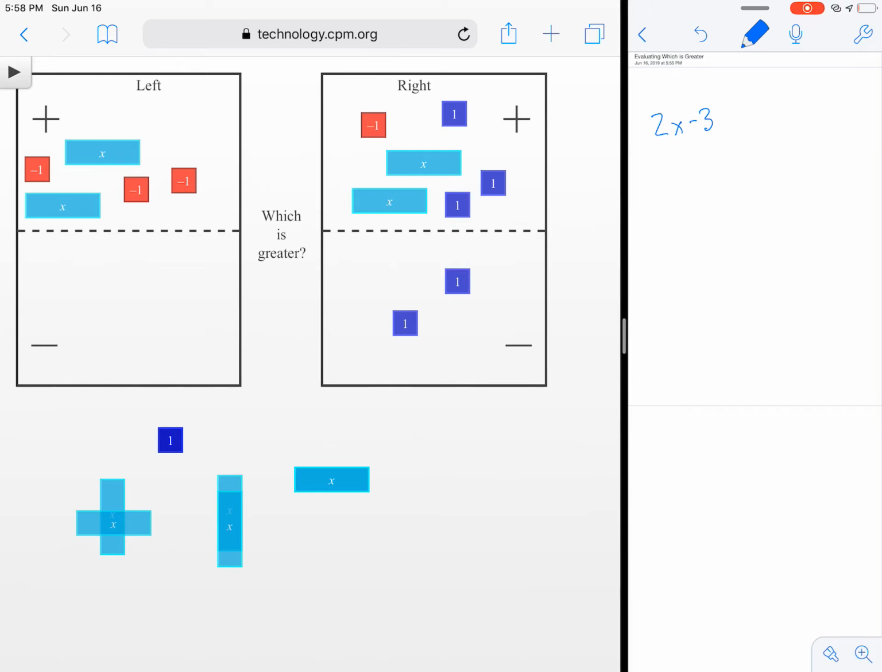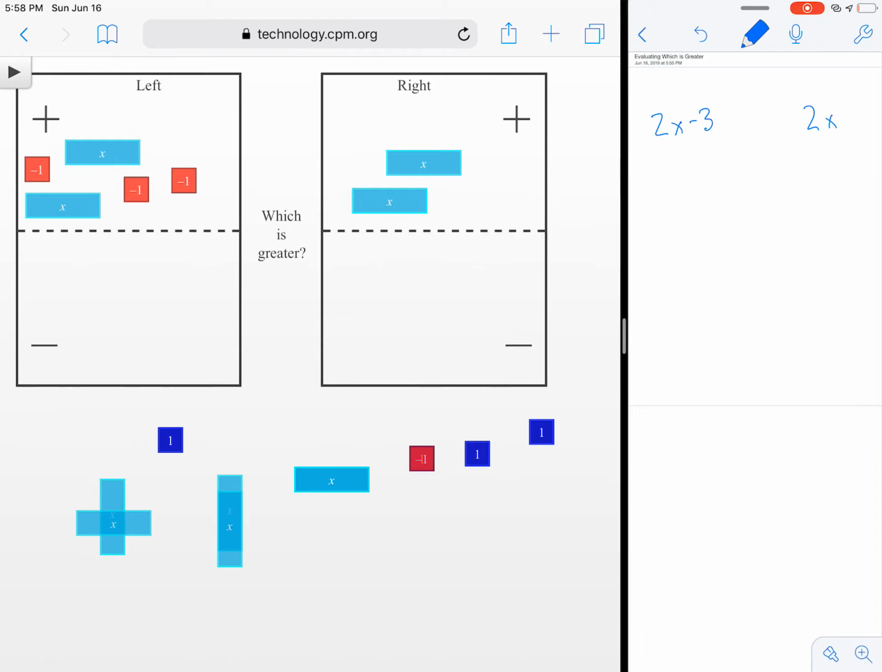On the right side, when I look at my x tiles, I have two of the same color in the positive. These do not cancel because they are the same color. When I go to cancel unit tiles below, these two will cancel and these two will cancel. I'm left with 2x and then a positive tile and a negative tile. These tiles, according to my rules, do cancel because this is 1 minus 1. And I'm just left with simply 2x on the right side.